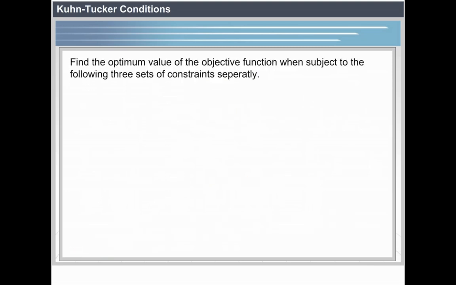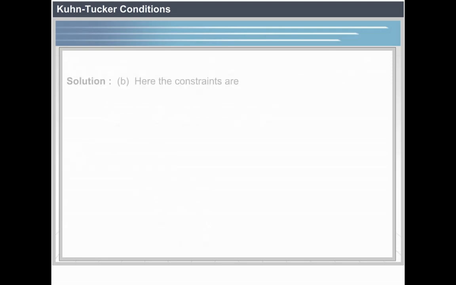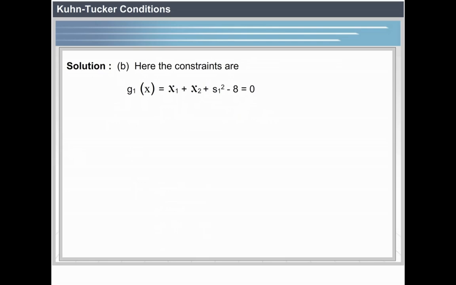Find the optimum value of the objective function subject to the following three sets of constraints separately. Maximize z = 10x1 − x1² + 10x2 − x2², subject to the constraints x1 + x2 ≤ 8, −x1 + x2 ≤ 5, where x1, x2 ≥ 0. Subdivision B. Here the constraints are g1(x) = x1 + x2 + s1² − 8 = 0, g2(x) = −x1 + x2 + s2² − 5 = 0.